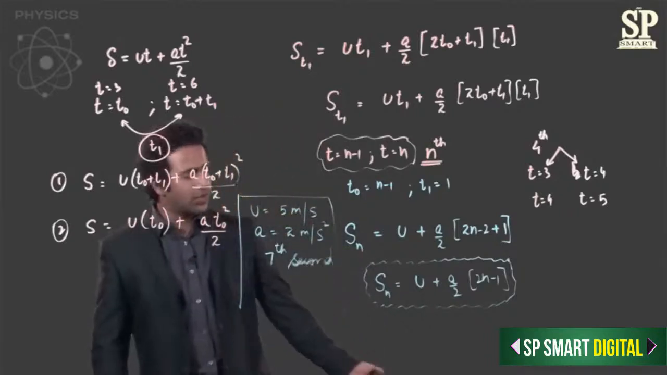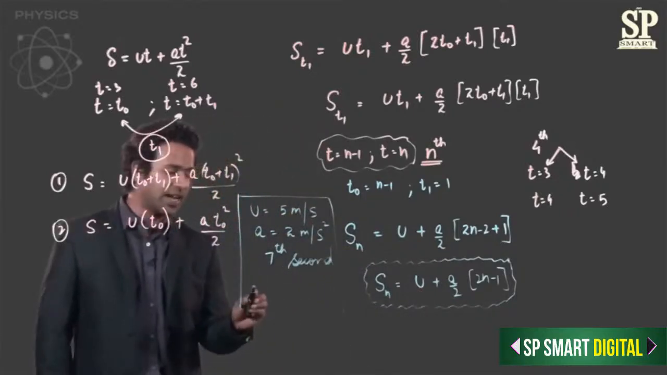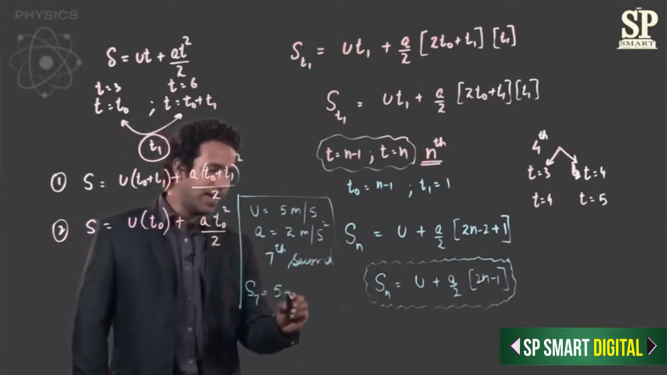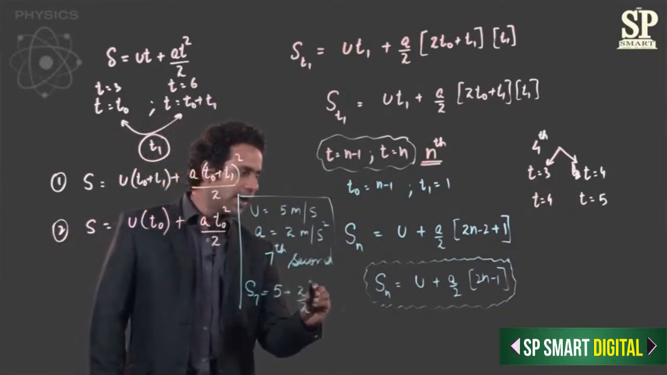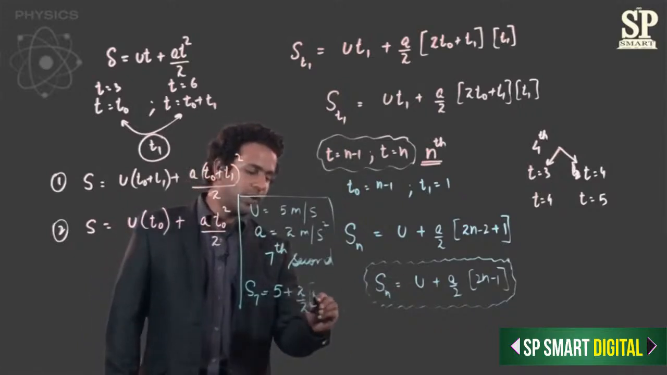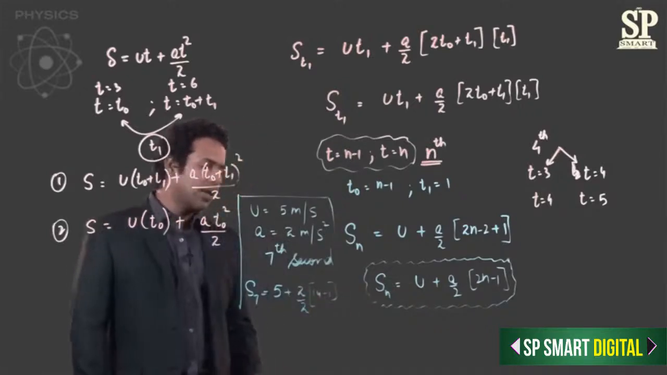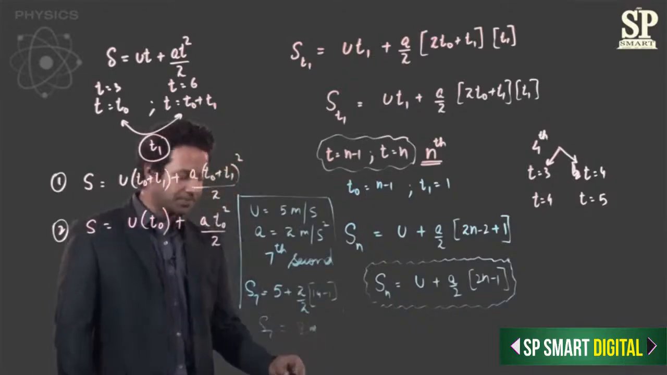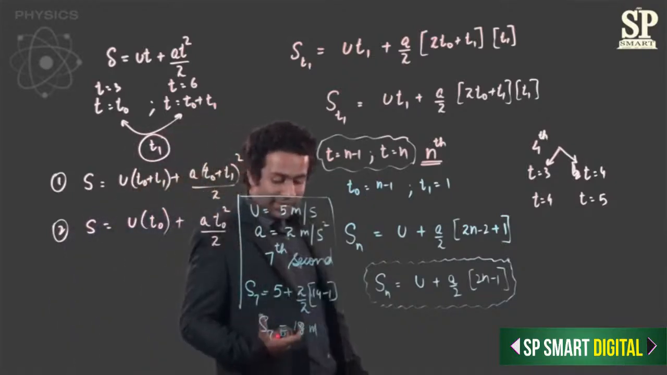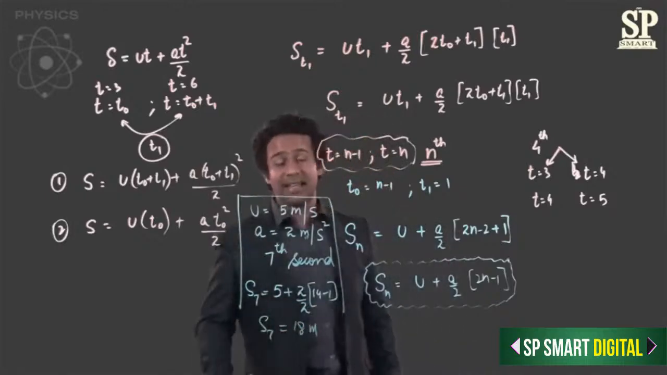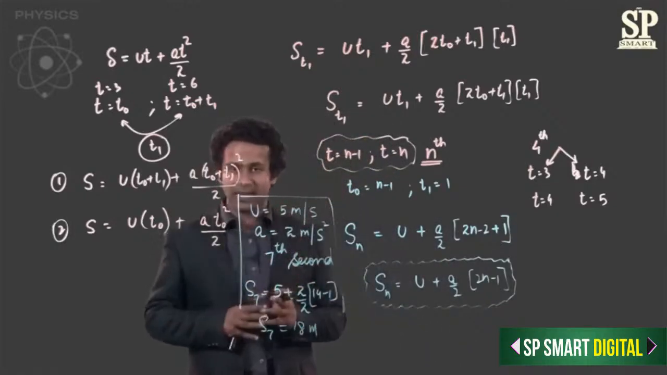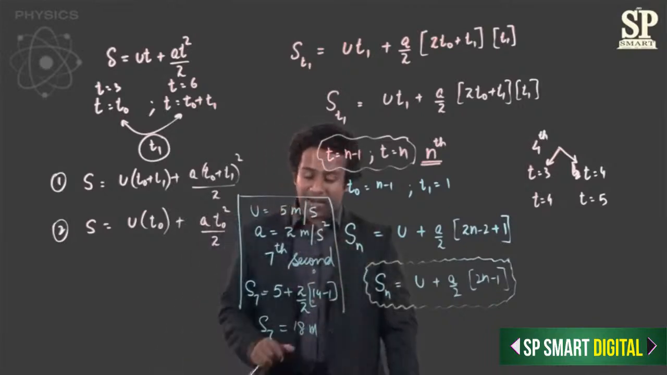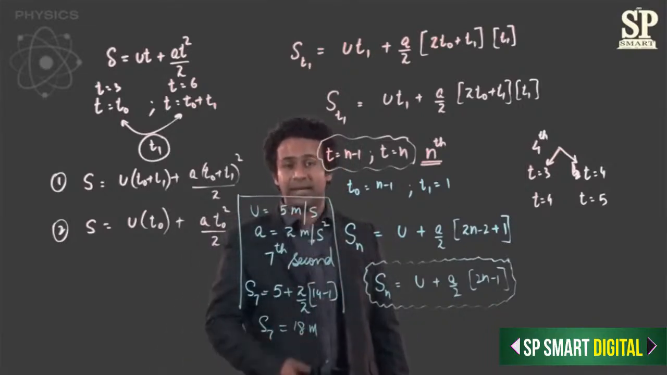So in that case, we will use this expression, which gives us that S7 is equal to 5 plus 2 by 2 into 7 into 2 would be 14 minus 1. So this gives you that S7 is 18 meters. So this value that we have obtained tells us that in the 7th second, that is between t equal to 6 to t equal to 7, the particle will cover 18 meters.